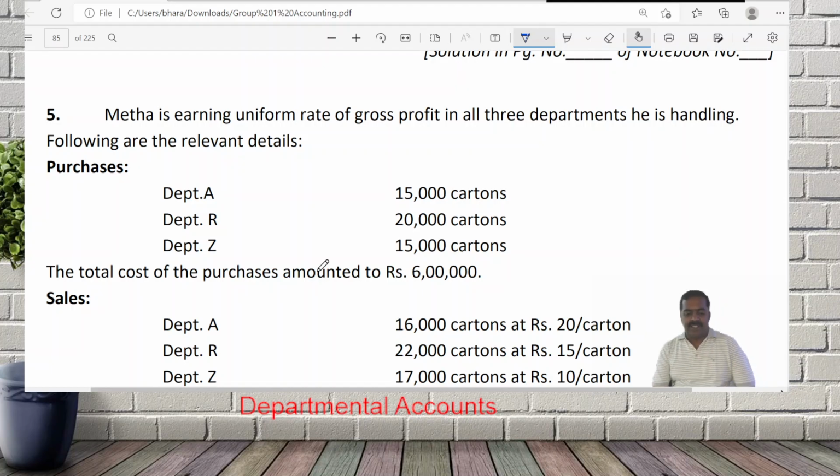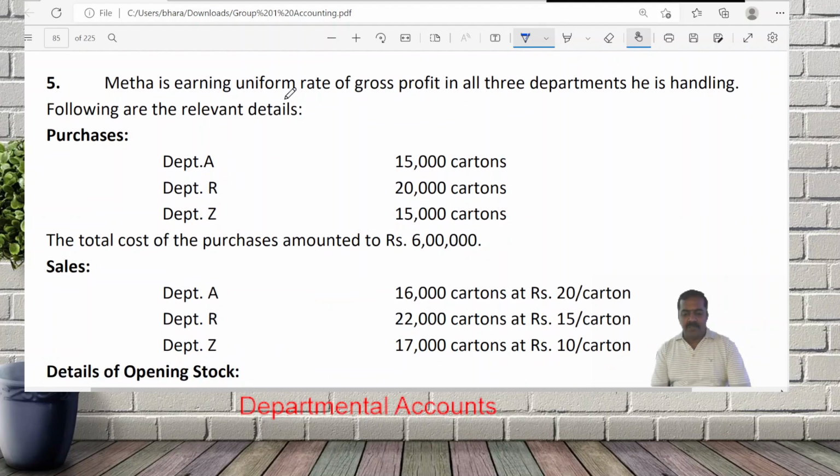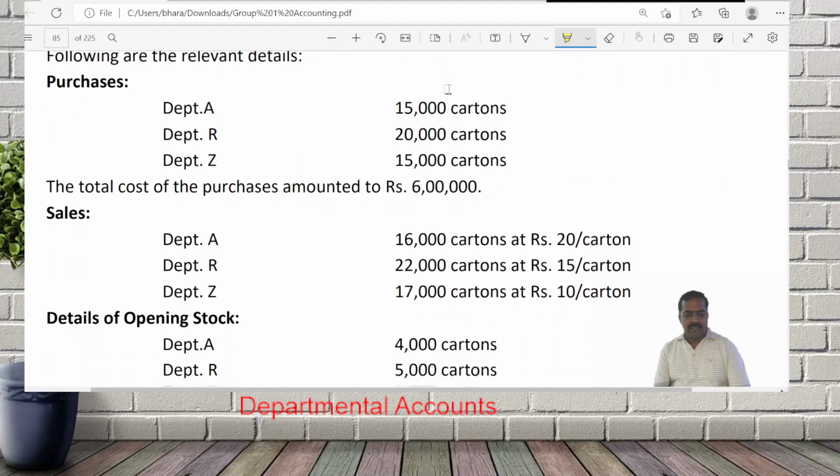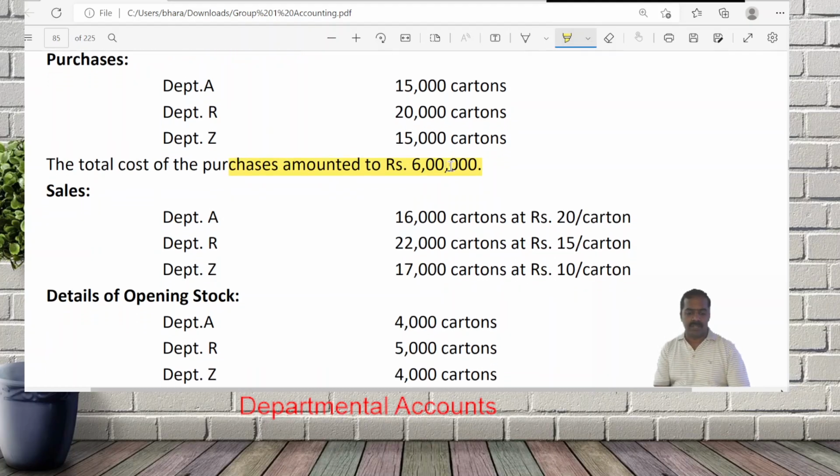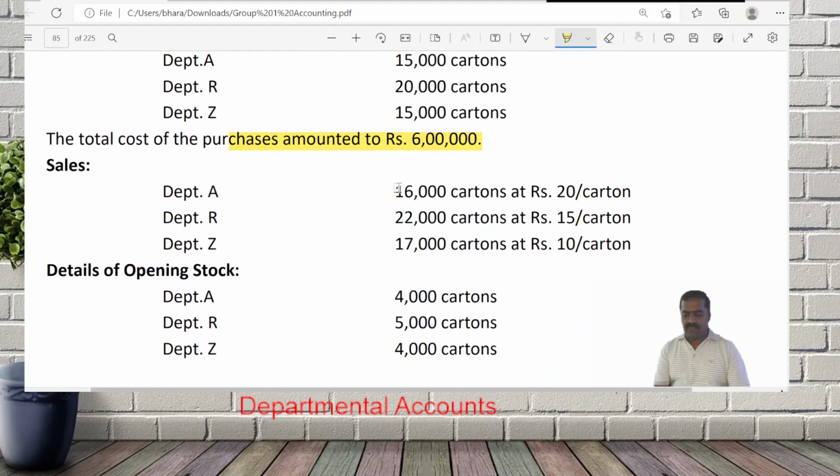Read the question. What is given? Mehta is earning a uniform rate of gross profit in all the divisions he is handling. Department A, B, C. What is the total cost of purchases? 6 lakhs. We are not given individual unit cost, only the total cost. Sales are given for each department separately.